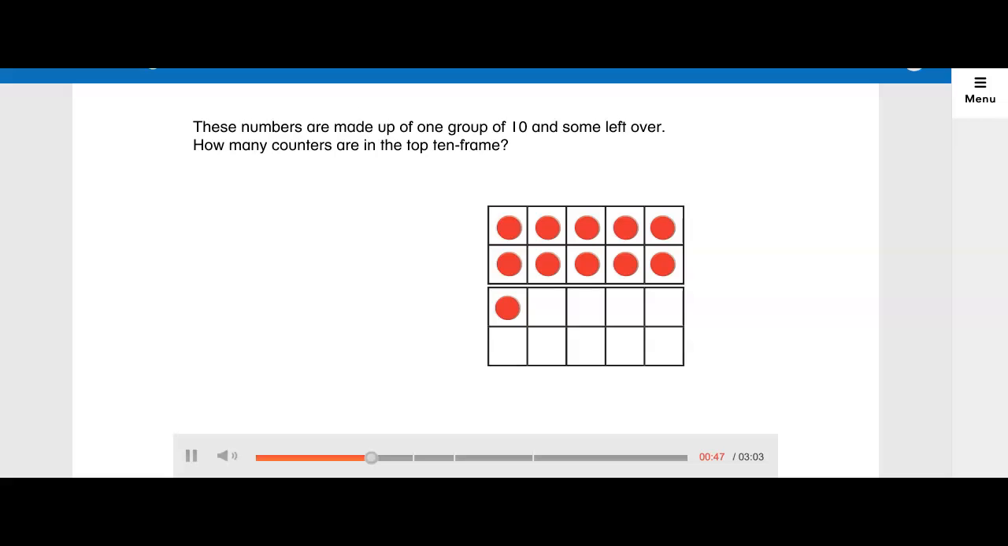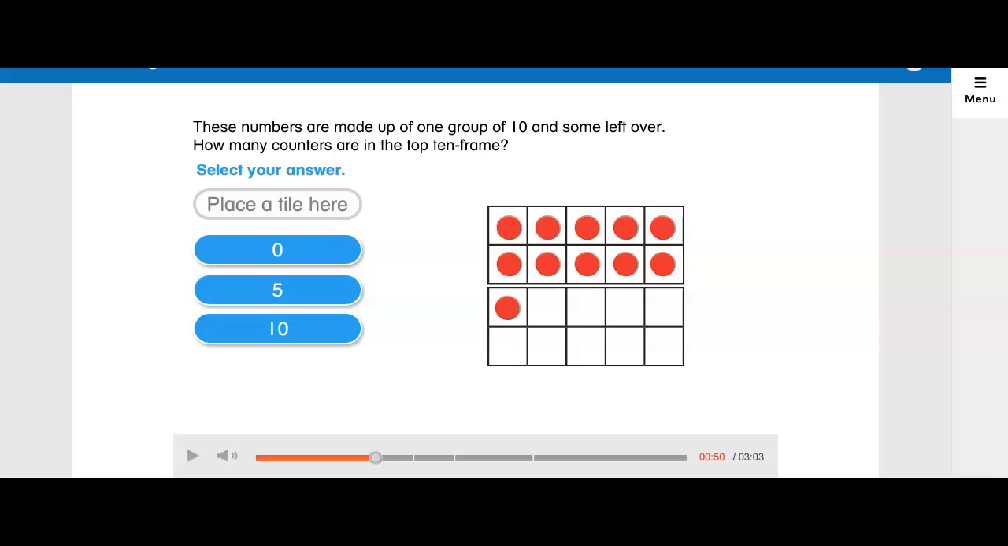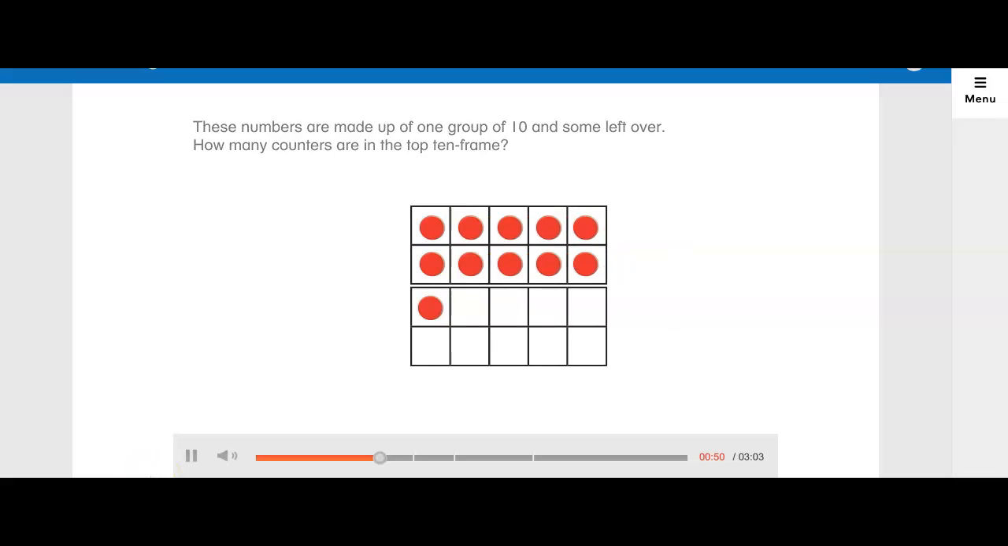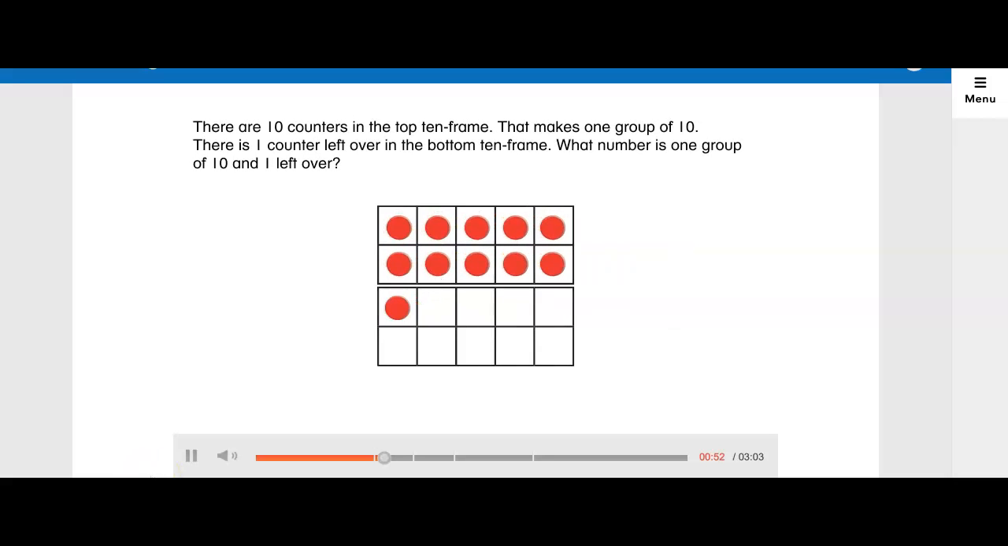How many counters are in the top 10 frame? Select your answer. Looking in just the top 10 frame, I see that all of the counters have filled all of the spots in the frame. I know that when the frame is completely full, it is equal to 10. There are 10 counters in the top 10 frame. That makes one group of 10. There is one counter left over in the bottom 10 frame.